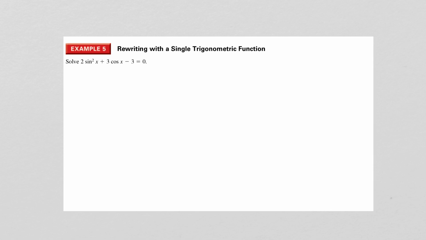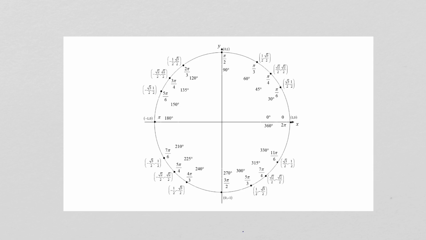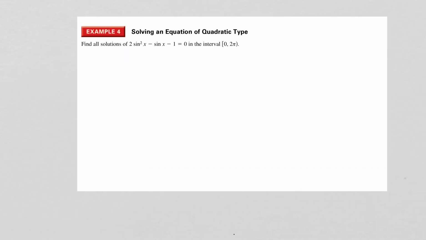Okay, example 5. Sorry, I skipped one. Example 4. Solving an equation of the quadratic type. Note that this one, they do give us a domain to solve this over. So we're not going to write the general solution. We're only going to find the solutions that are between 0 and 2 pi.